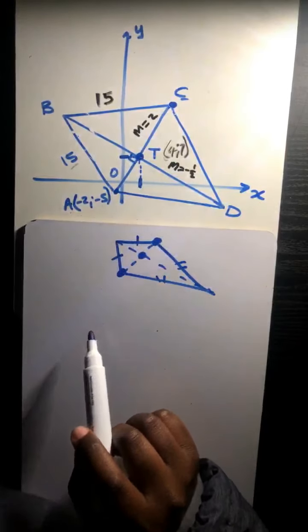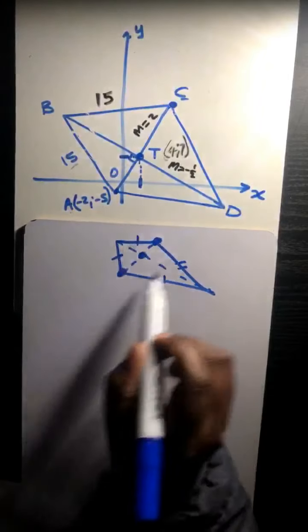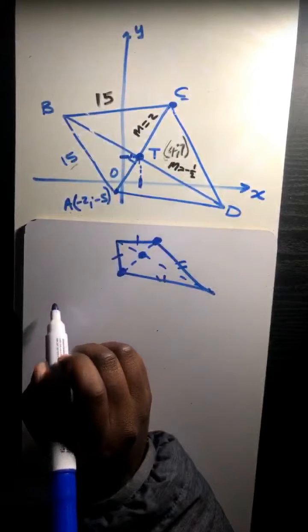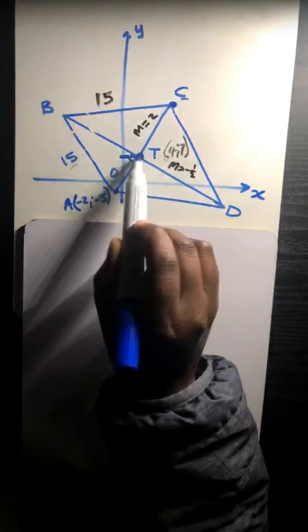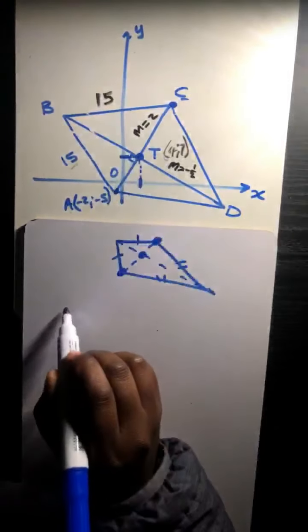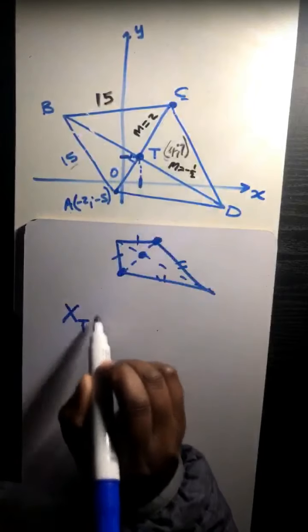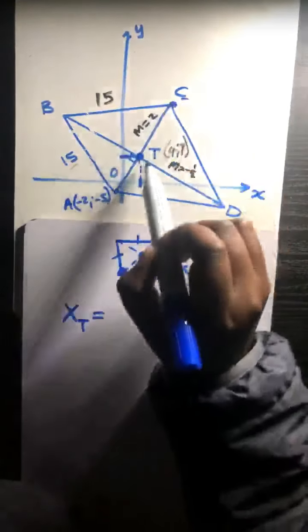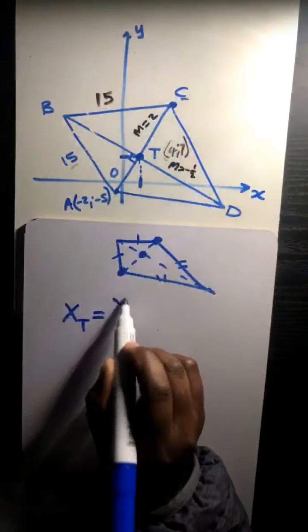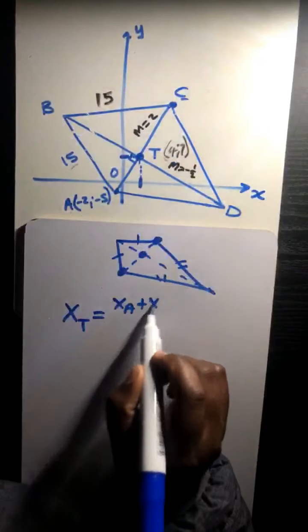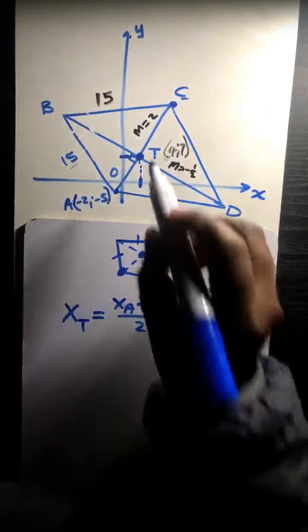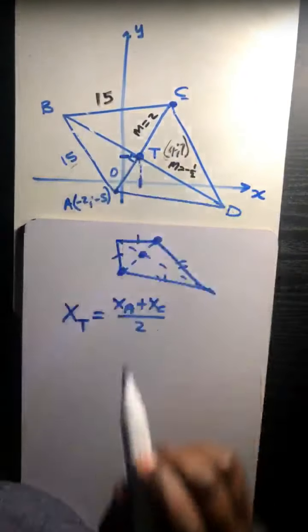Okay, so can you guys see that in this case we can use the midpoint formula? Because the midpoint formula will say this point at T, let's call it X at T, is going to be equal to X at A plus X at C divided by 2. This is going to give us the X at the midpoint.